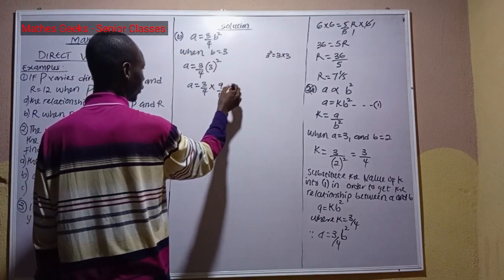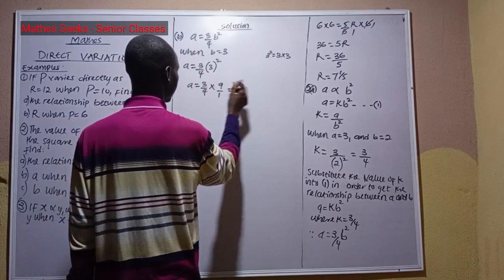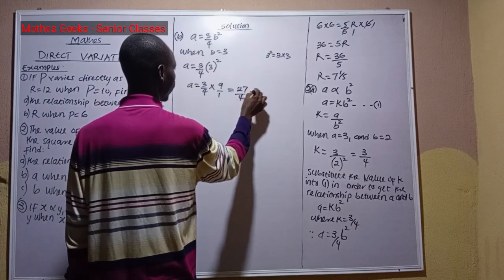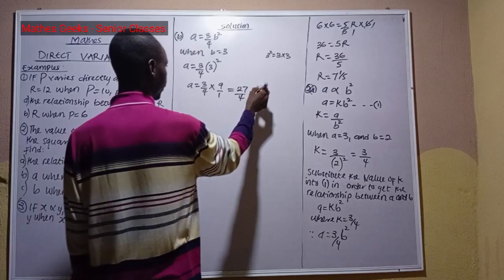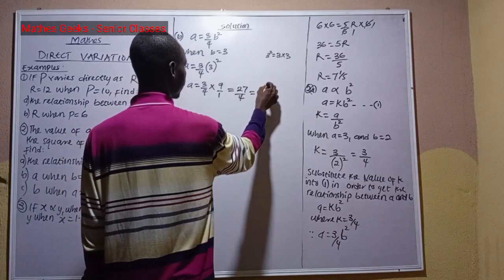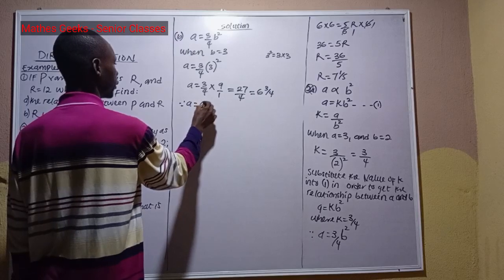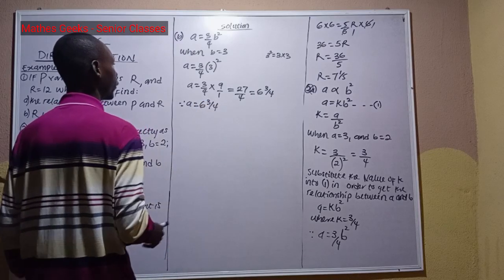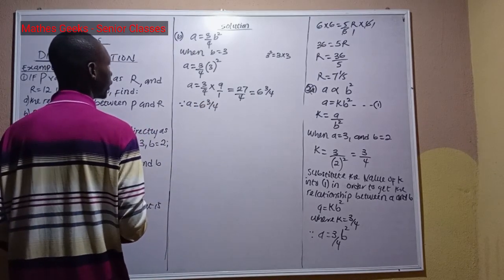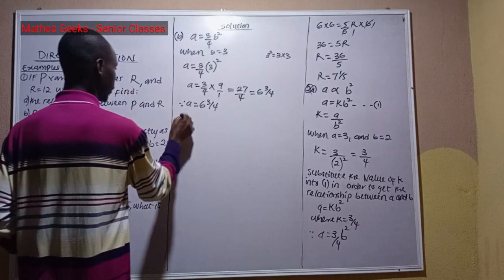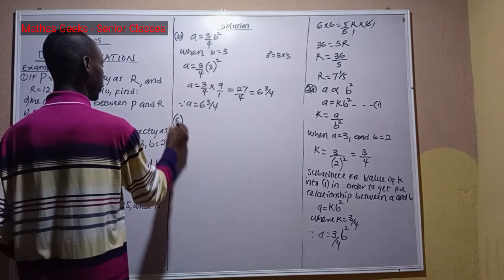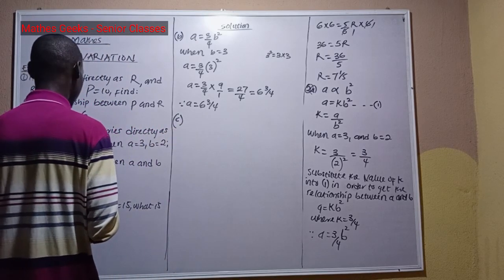So we can say 9 over 1. That's equal to 3 times 9, 27 over 4, which can be expressed as 6 and 3 over 4. Therefore, A is equal to 6 and 3 over 4 when B is 3 and K is 3 over 4. And part C says find B when A is 12.